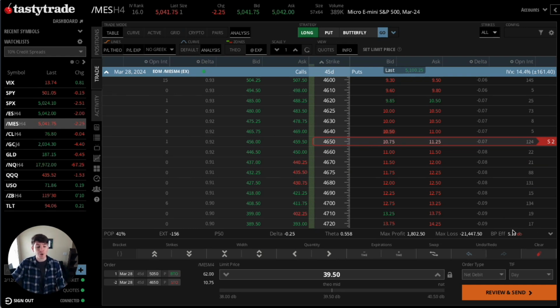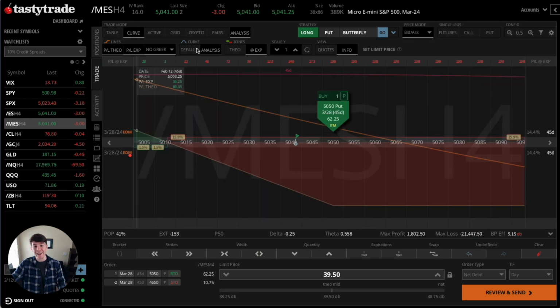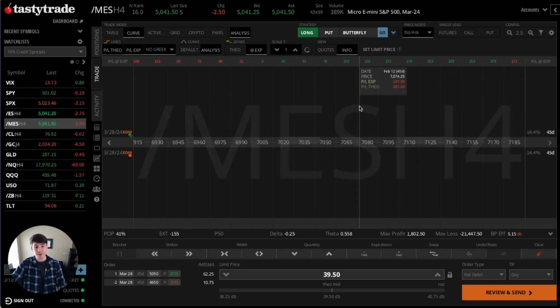And now look at that. I only have to put up $5 in collateral for this trade. Now I'll actually have a $153 loss on this trade if the market doesn't drop. But now let's look at the curve. What is my max profit? $1,800. Isn't that quite crazy?